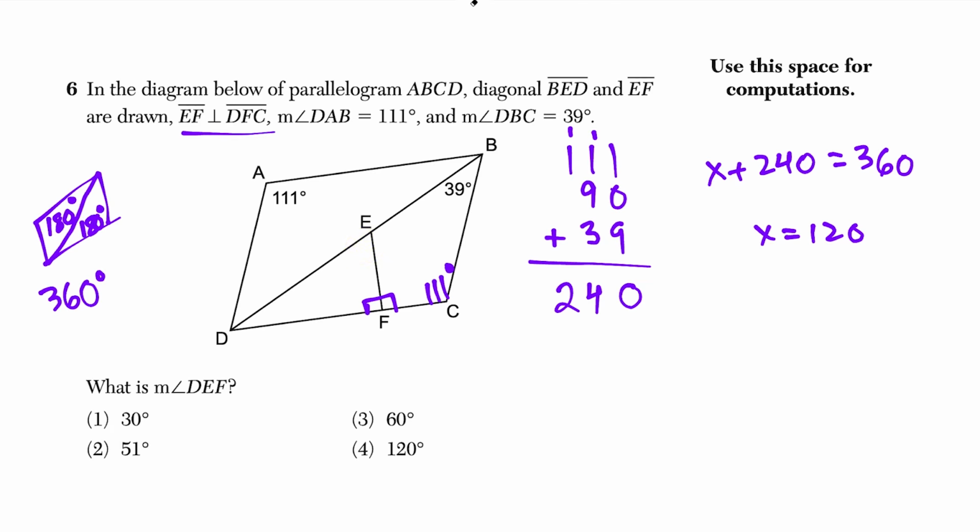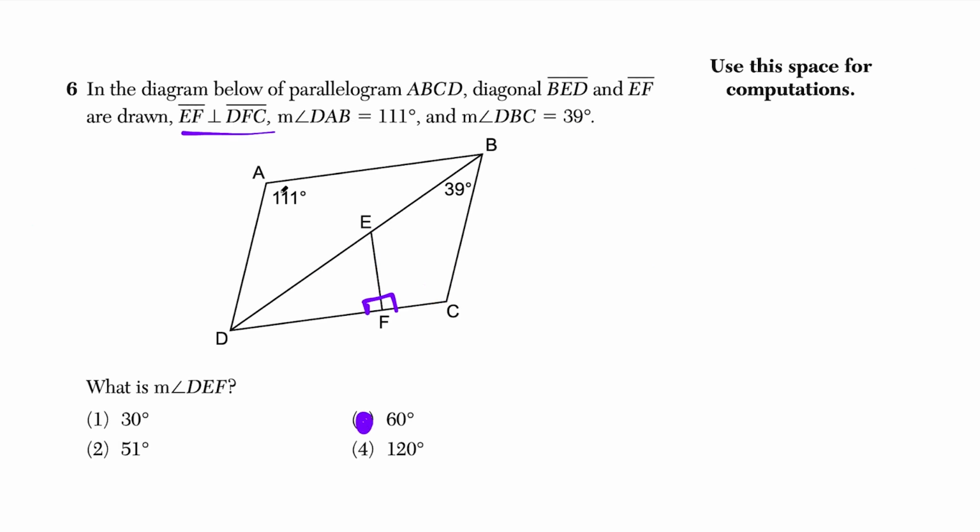So let me just get that out of the way. So we have x is 120 degrees. So if we want to find what is the measure of this angle here, DEF, notice that it forms a straight line with the 120. So now I could just say, all right, 180 minus 120 is 60. So this missing angle here is going to be 60 degrees, and we're going to get choice 3.